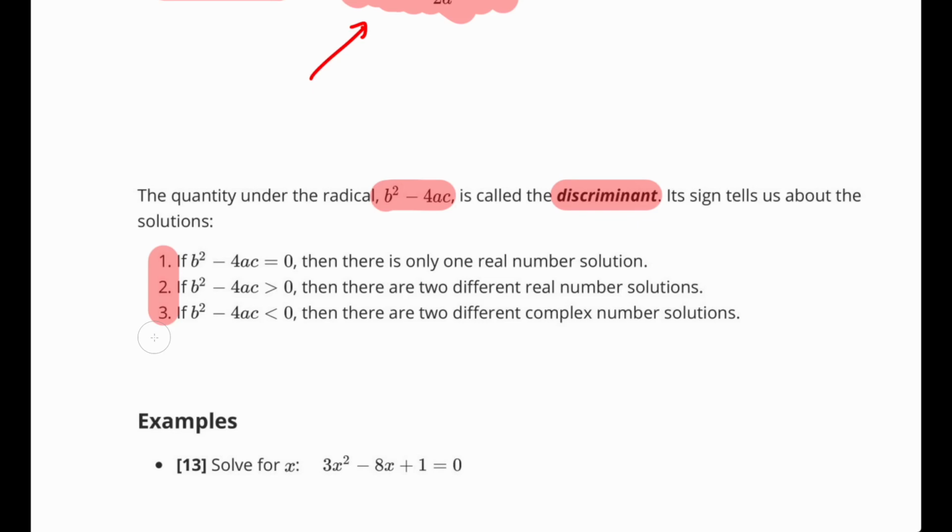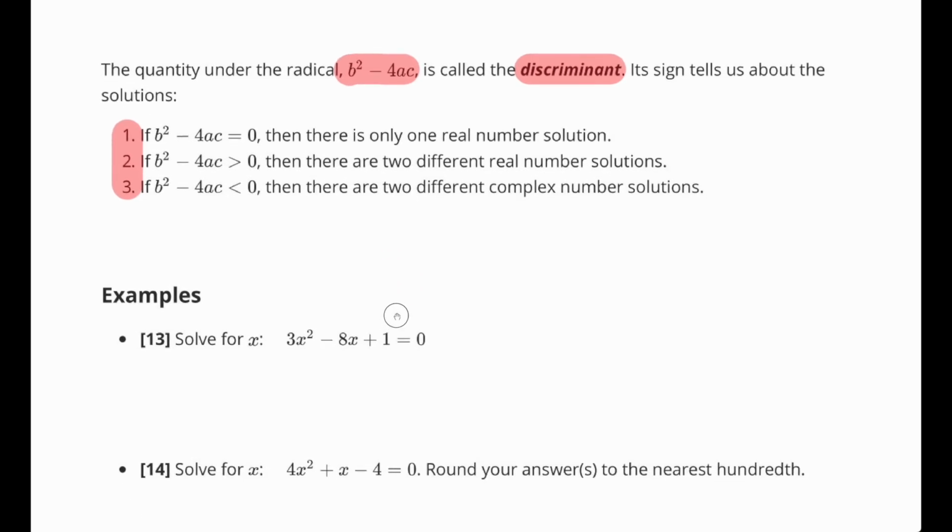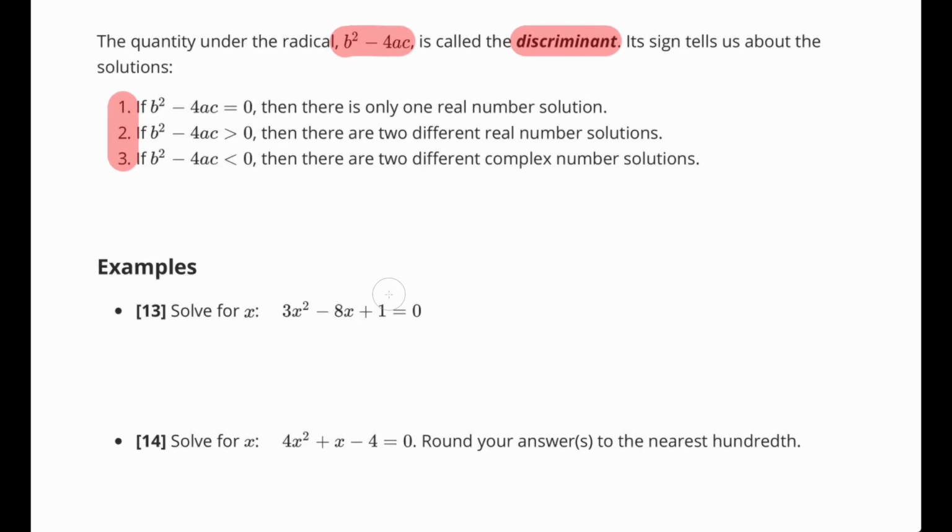If it's equal to 0, then there's only going to be one solution. If it's greater than 0, then there are two real number solutions. If it's less than 0, then there are two complex number solutions. So that's kind of important to understand. If you don't know anything about the discriminant and you just try to solve it using the quadratic formula, you would get those same answers either way, but it's just kind of a little shortcut.